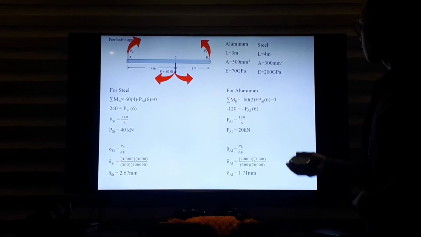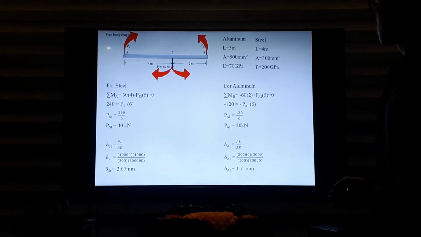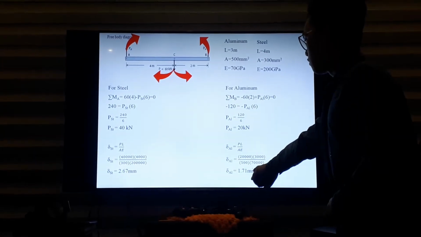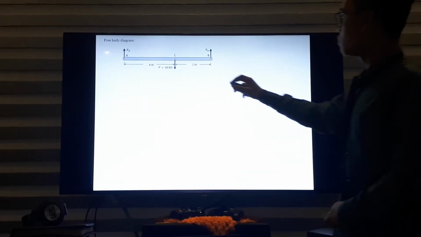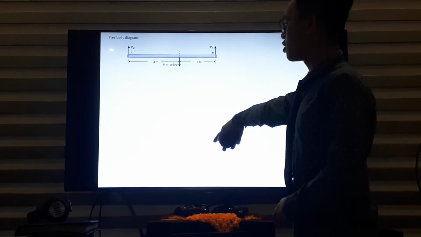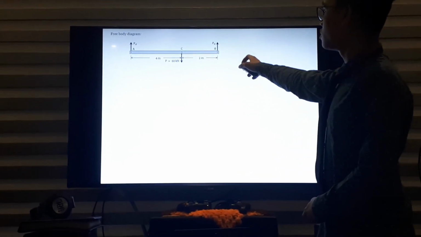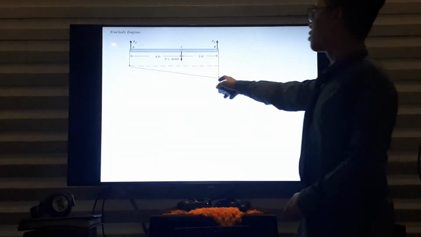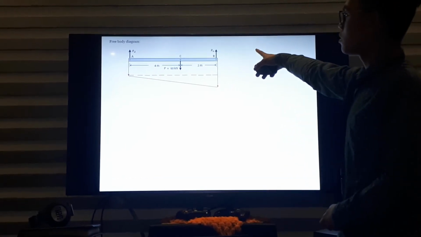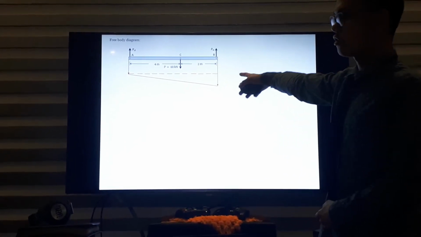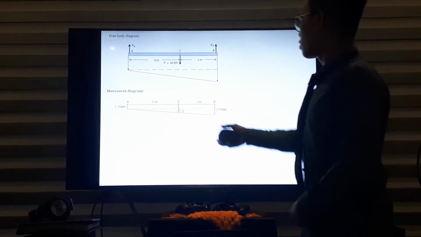Again, we would use the deformation formula to find the deformation of aluminum. Once that is finished, the values we got are the deformations caused by the two rods, and this would be the result since steel has a longer elongation. This would be longer than aluminum. Then the figure would look like this.